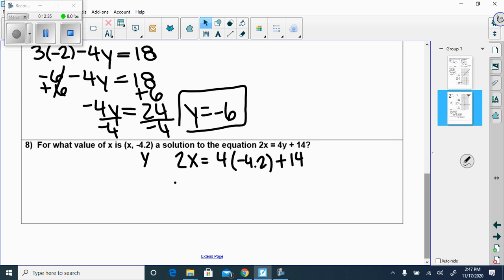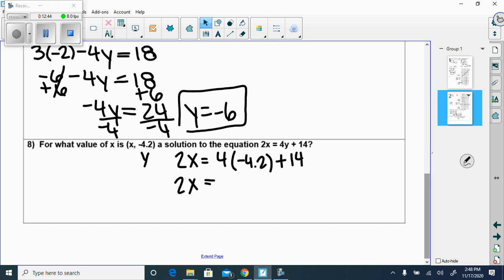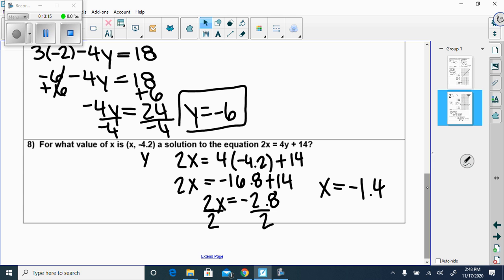Okay, so I would need to multiply first, right? Negative 16.8. And then we still have the plus 14. So then I can combine those like terms, right? What is negative 16.8 plus 14? Good. So I have 2x equals negative 2.8. Negative 1.4 would be our value for x.